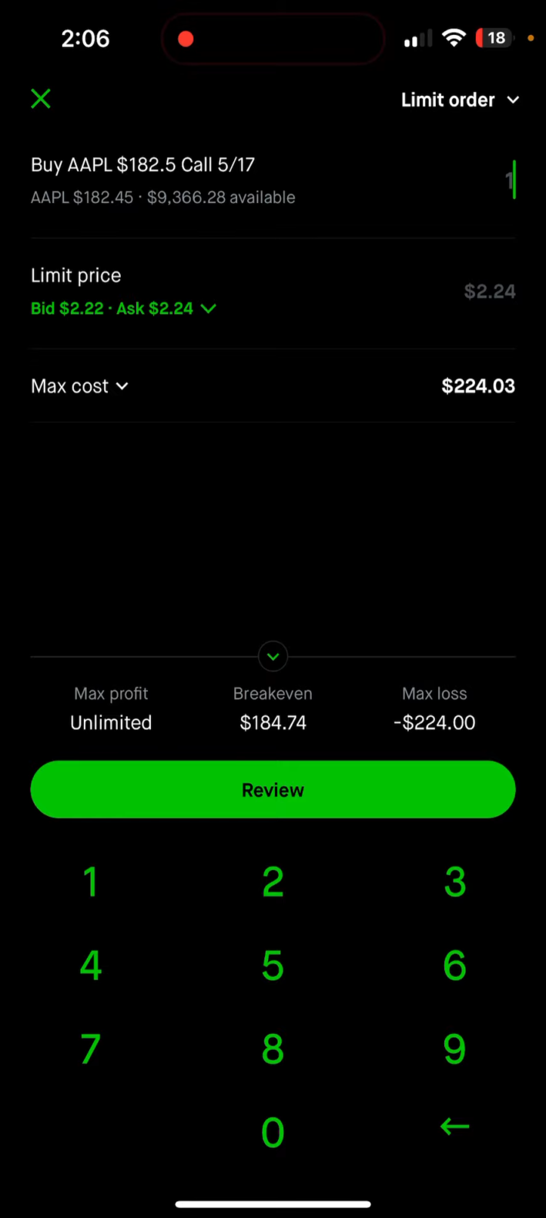So to remove this risk, I usually just go for the ask or in between. I would write one contract and put it at 2.23, and it should say medium fill, meaning it's in between whether it fills fast or not. I know if I put the ask, then it's going to fill automatically.